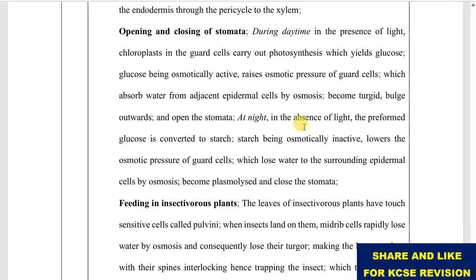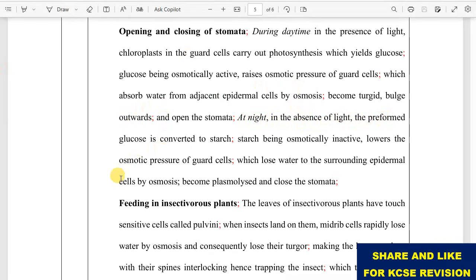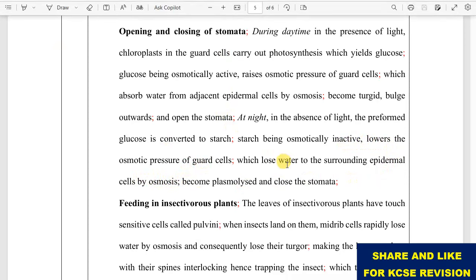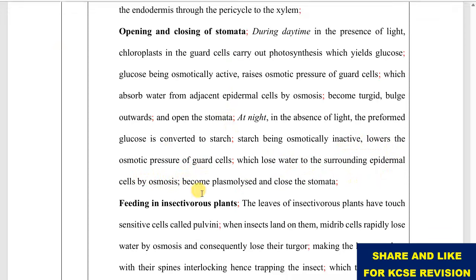At night, in the absence of light, the formed glucose is converted to starch. Starch, being osmotically inactive, lowers the osmotic pressure of guard cells, which lose water to the surrounding epidermal cells by osmosis, become flaccid and close the stomata.